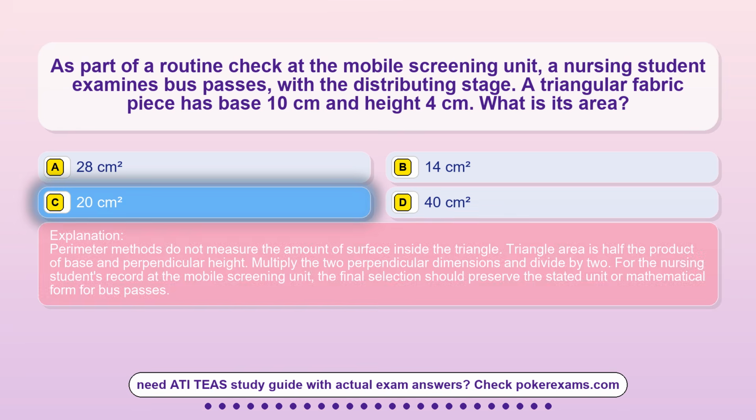Perimeter methods do not measure the amount of surface inside the triangle. Triangle area is half the product of base and perpendicular height. Multiply the two perpendicular dimensions and divide by 2. For the nursing student's record at the mobile screening unit, the final selection should preserve the stated unit or mathematical form for bus passes. Question 12.